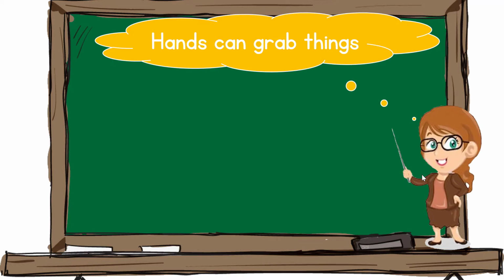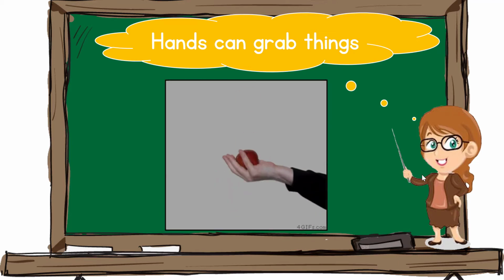Wow. So this one is hands can grab things. Hands can grab things. What does it mean, teacher? Ta-da! Wow. So hands can grab like cash or grab the apple. See? Hand can whoop and then let go, and then whoop, and then let it go. Hands can grab apples, spoon and fork, paper, a water bottle. Grab everything.